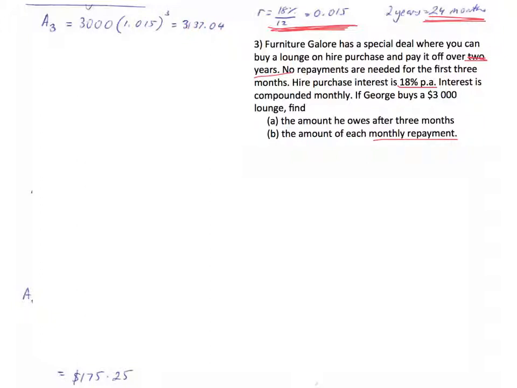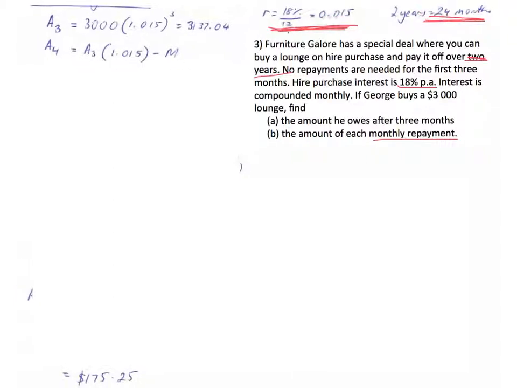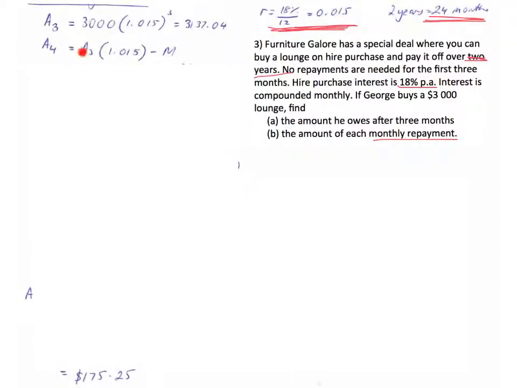So you can see at the end of 3 months he owes $3,137.04. All right. Then this amount that he owes at the end of the 3 months becomes the new principal for the amount owing at the end of 4 months. So the amount owing at the end of 4 months, we've got our new principal, which is the amount owing at the end of the 3 months. We're going to add on some interest.